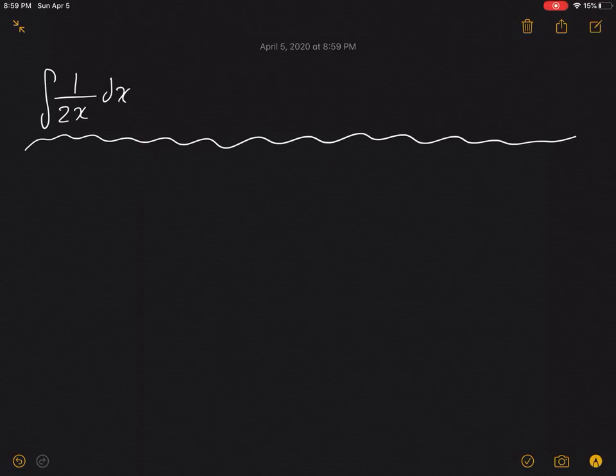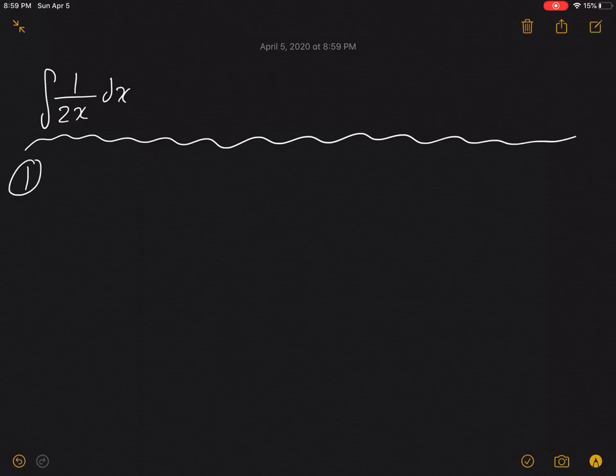Okay, let's now investigate a special situation that we may encounter when evaluating some integrals. Suppose that I would like to evaluate the following integral, the integral of 1 over 2x dx. And as you see, this is a simple integral. But I would like to investigate the value of that integral using two methods.